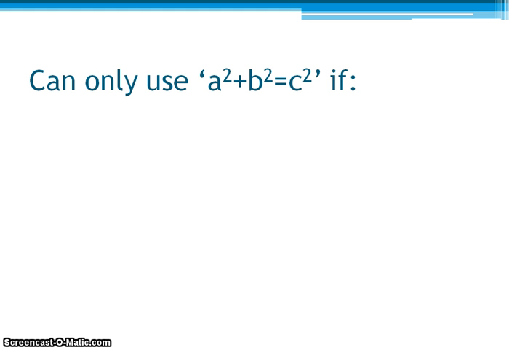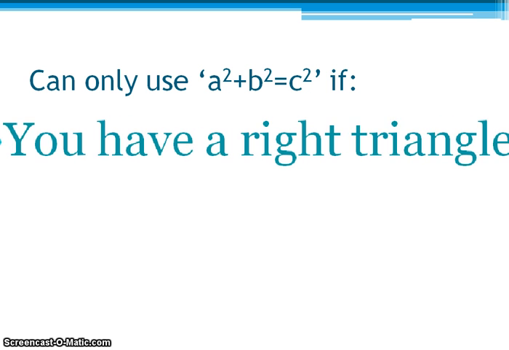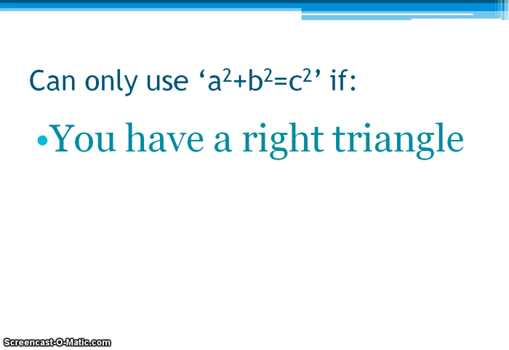We can only use a squared plus b squared equals c squared, which, again, pretty much everyone knows, if, and it's a pretty big if, you have a right triangle. This only works when you have a right triangle. So it's very important that if you don't have a right triangle, you don't try to use a squared plus b squared equals c squared.